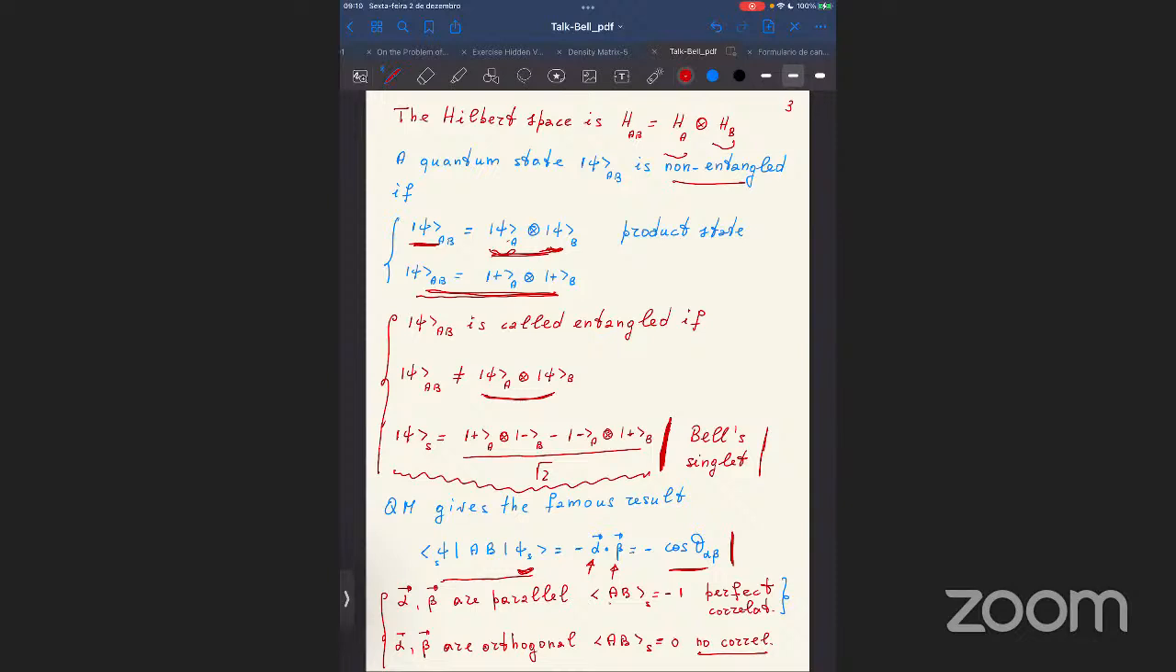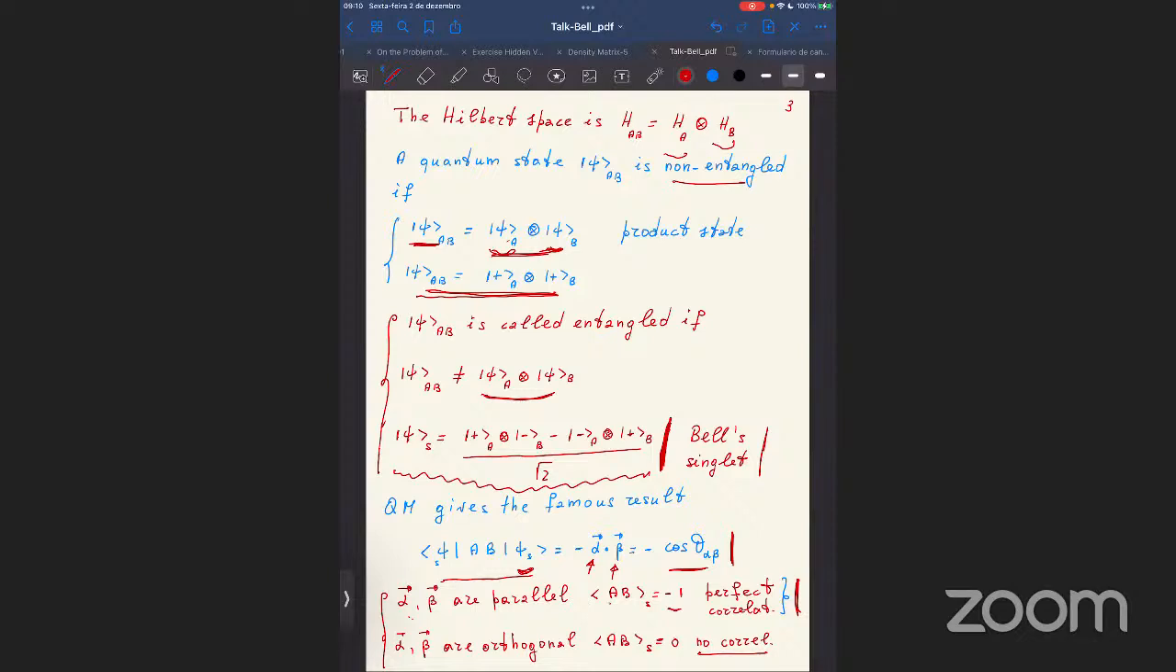For example, if alpha and beta are parallel, which means that Alice and Bob are measuring along the same direction, the cosine is minus one, which means that we have a perfect correlation. So this means that if Alice measures plus one, Bob will measure minus one always and vice versa. And this is independent of the distance between Bob and Alice.